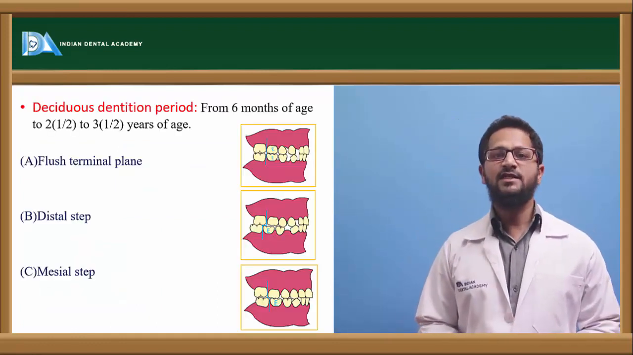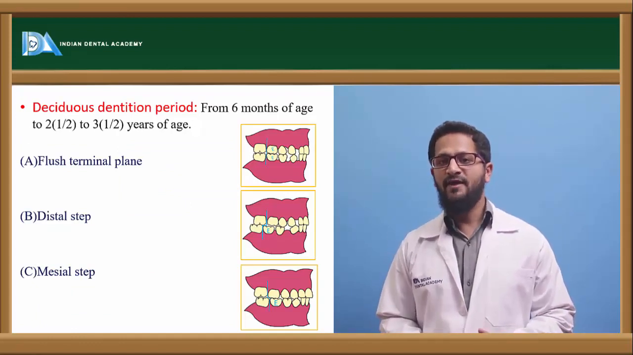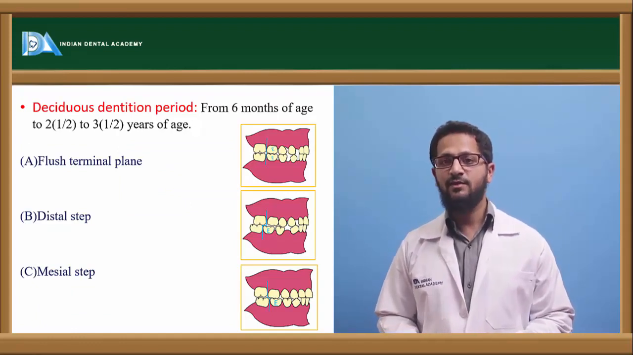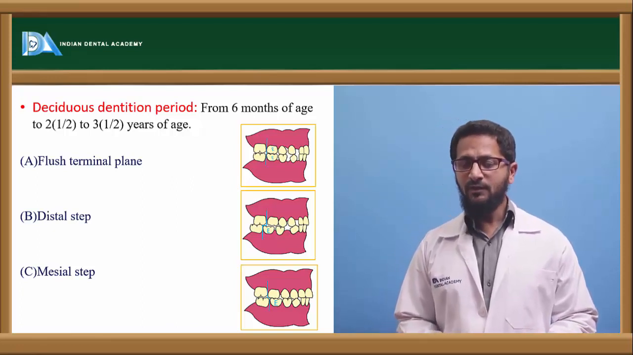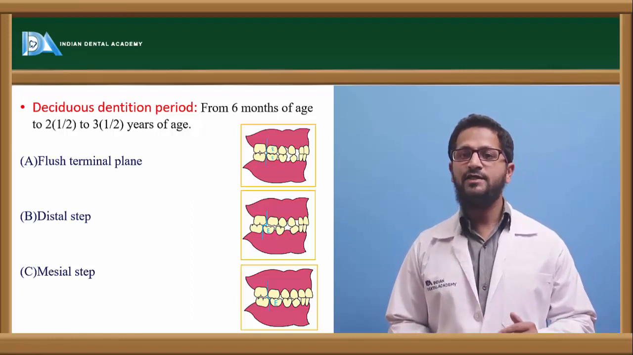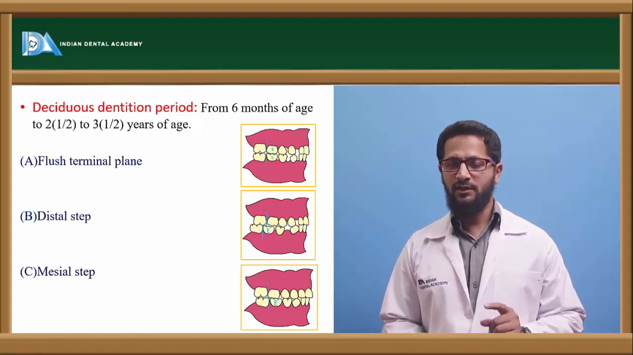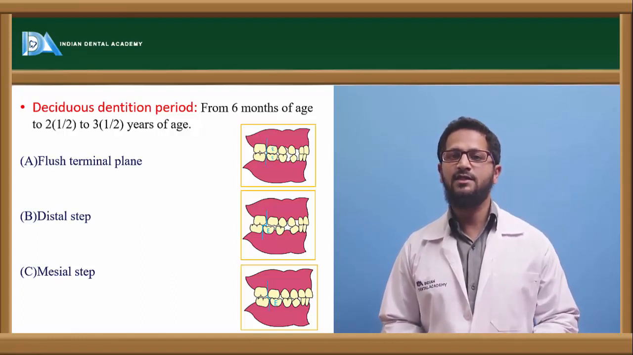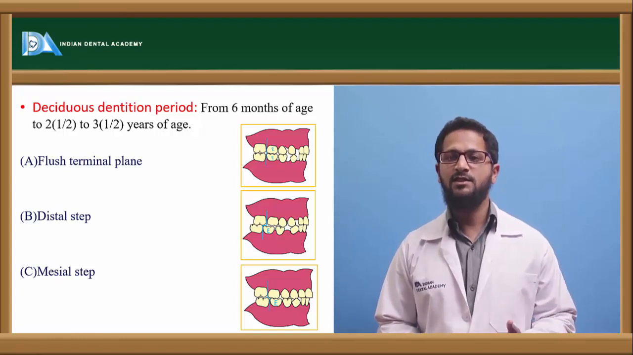Next, coming to the deciduous dentition period. After the pre-dental period, next is the deciduous dentition period. The deciduous dentition period runs from 6 months of age till 2.5 to 3.5 years of age. The deciduous dentition period begins with the eruption of the mandibular deciduous central incisor. As soon as the mandibular deciduous central incisor erupts, the deciduous dentition period begins.